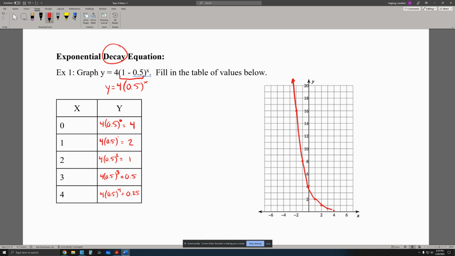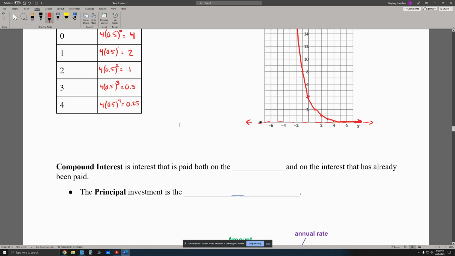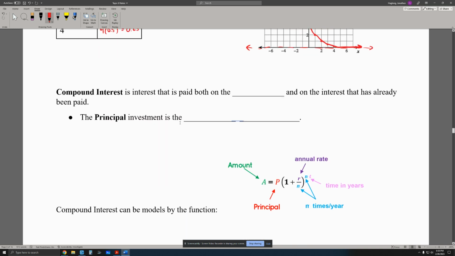We can see our exponential decay here. And similarly to the last one, we have an asymptote at y equals 0. Okay? So this is going to be exponential decay. It's decreasing over time. So why did we write it this way here? We have 1 minus 0.5 to the x, instead of just writing it this way, 0.5 to the x. Well, the reason why is because the way that we modeled it this way is compound interest.